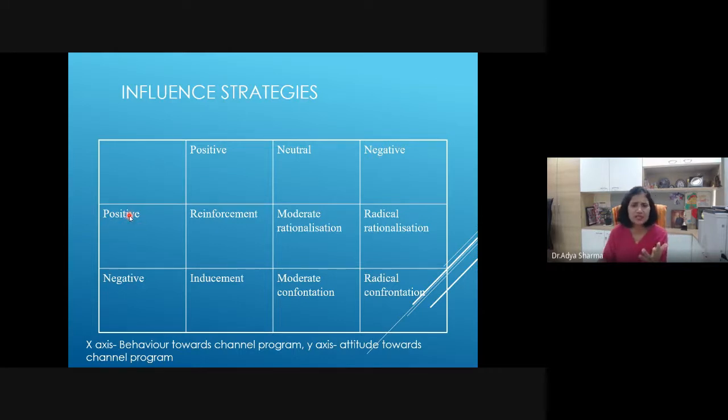And let me explain this with the example, with the help of SCMS, okay? So SCMS is the organization. Positive is when a student wants to be part of SCMS. Negative is when a student does not want to be part of SCMS. This is behavior and this is attitude. Positive is when a student has a positive attitude towards SCMS. Neutral is when they have a neutral attitude, and negative is when he or she has a negative attitude.